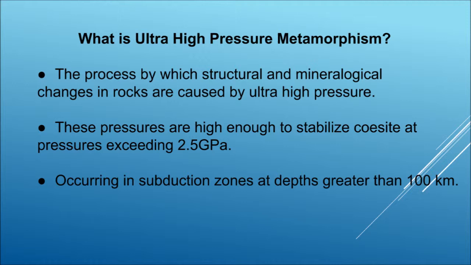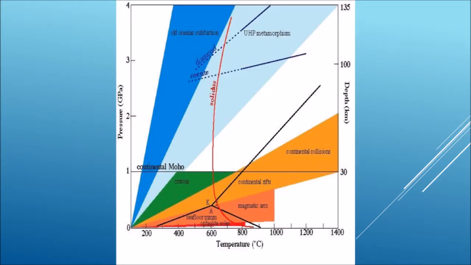What is ultra-high pressure metamorphism? This is a process by which structural and mineralogical changes in rocks are caused by ultra-high pressure. These pressures are high enough to stabilize calcite at pressures exceeding 2.5 gigapascals and occur in subduction zones at depths greater than 100 kilometers.